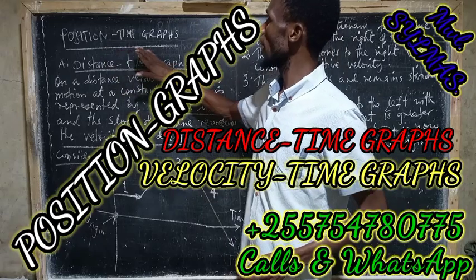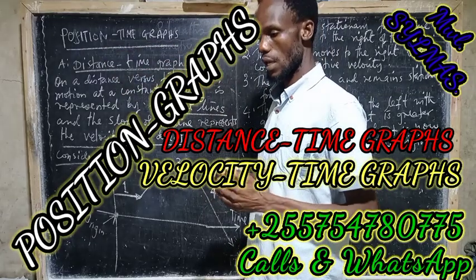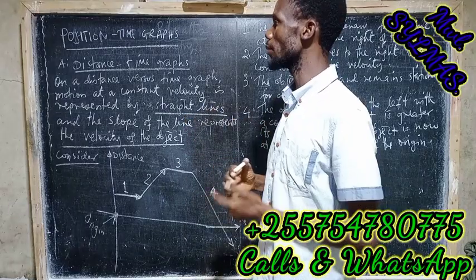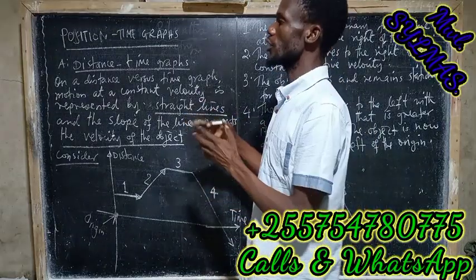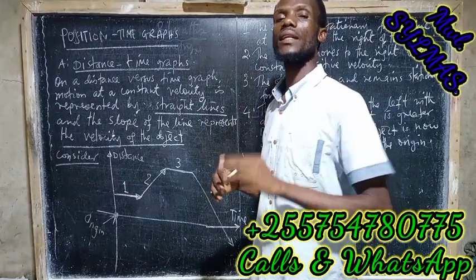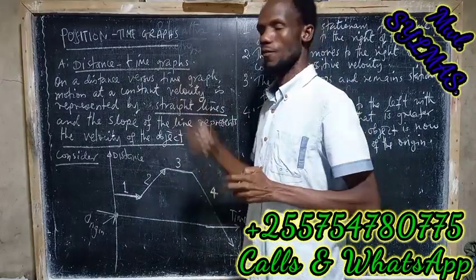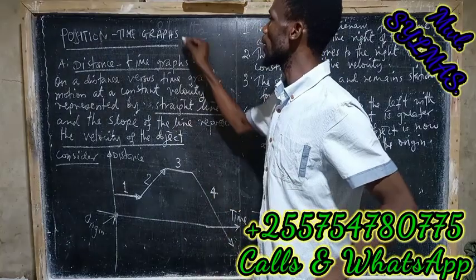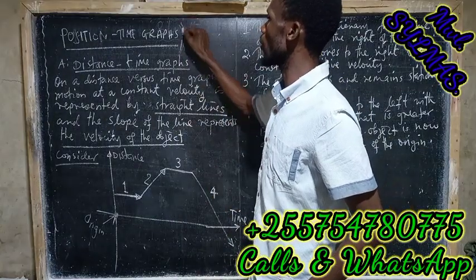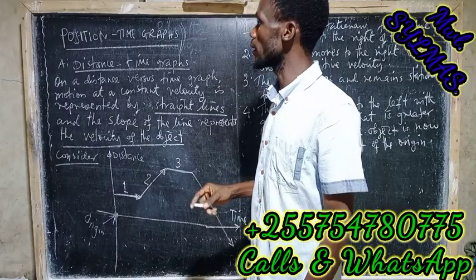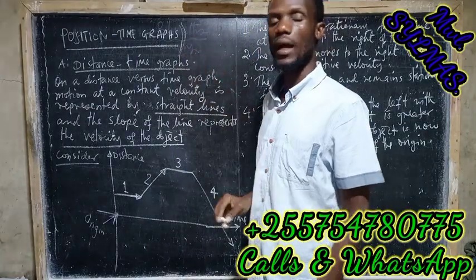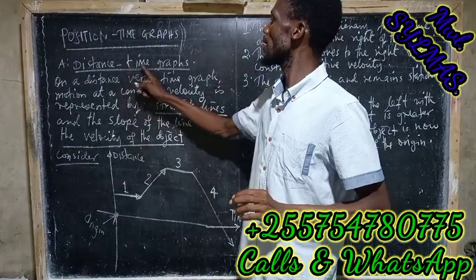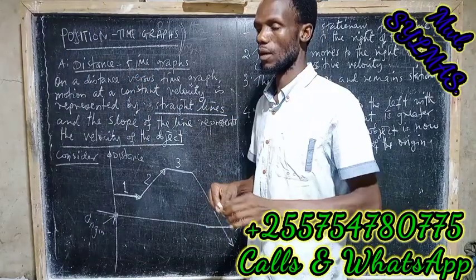So we have position time graphs. The parameters like velocity, displacement, and also accelerations may be represented in a good way by using graphs. Whenever you are trying to represent the parameters of motion in a straight line, they can be represented by using a graph. The graphs that we are going to consider here are the distance time graph and the velocity time graph.